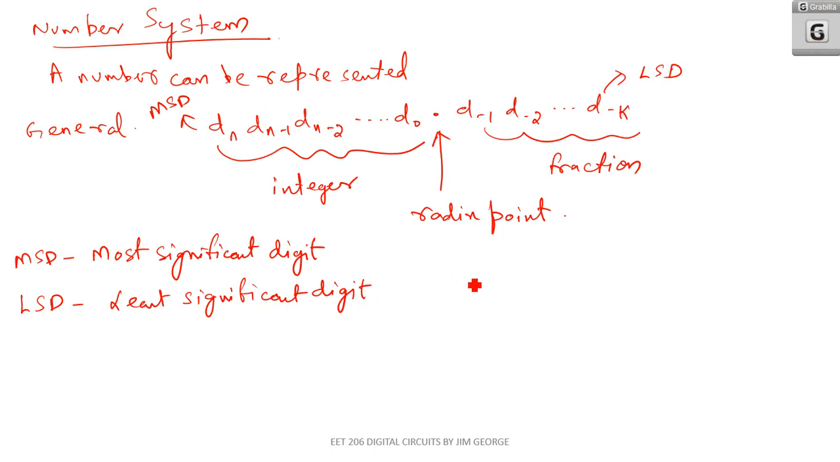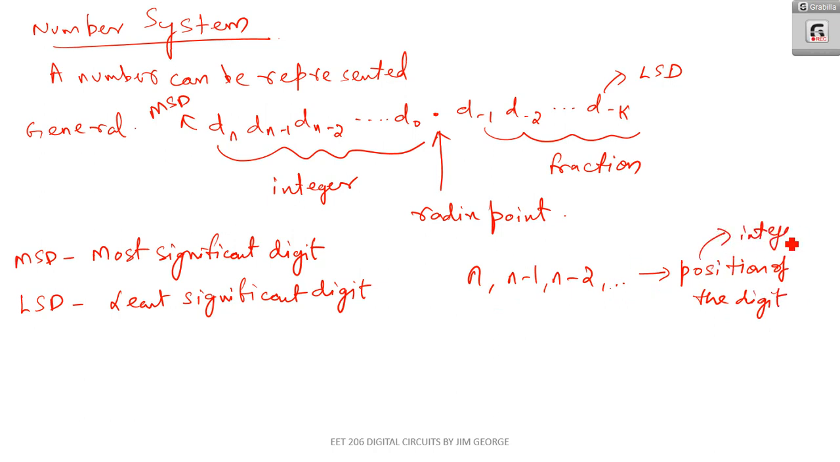Now n minus 1, n minus 2, etc. gives the position of the digit. That means that is of the integer part. Then minus 1, minus 2, etc., minus k gives the position of the digit in fractional part.